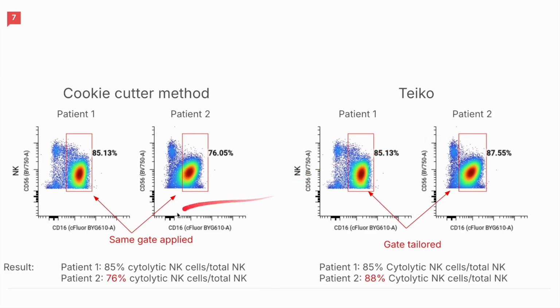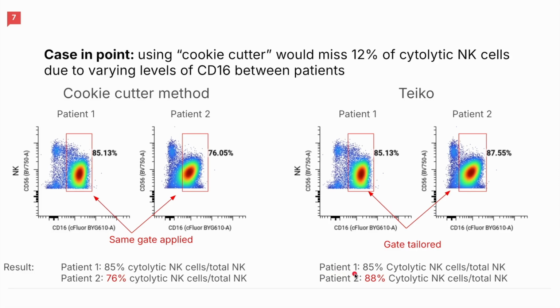You get the wrong number of cells with the cookie cutter method. So patient 1, you had 85%, that's correct over here with Teiko as well. Patient 2, this was 76% cytolytic NK cells out of total NK, and it's a 12% increase on the right-hand side. Using cookie cutter gating would have missed 12% of these cytolytic NK cells due to these varying levels of CD16 between patients. So this is why cookie cutter gating is bad and can potentially lead to problems.